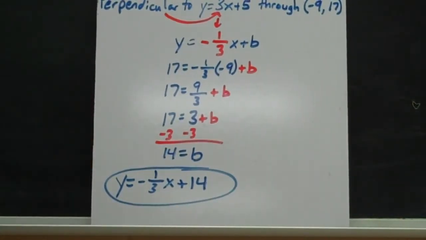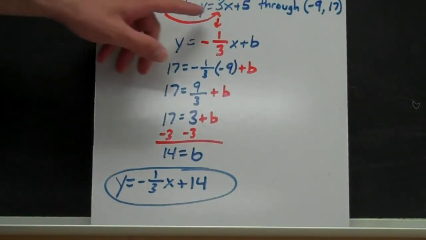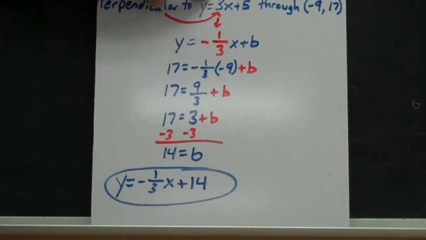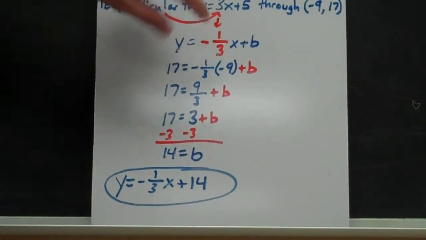And perpendicular. We're going to find the equation that's perpendicular to y equals 3x plus 5 and goes through the point -9, 17. So here, perpendicular, remember, we're going to change the sign. So the +3 becomes a -3. And then we're also going to flip the fraction, opposite reciprocals. So we flip the 3 to 1/3.